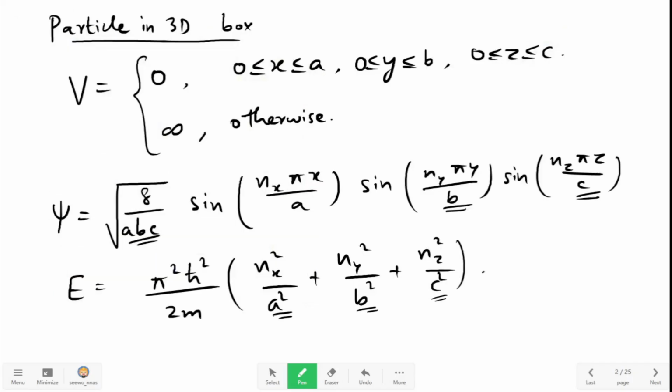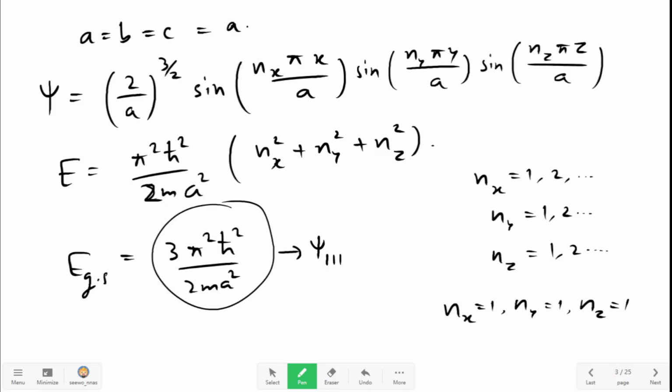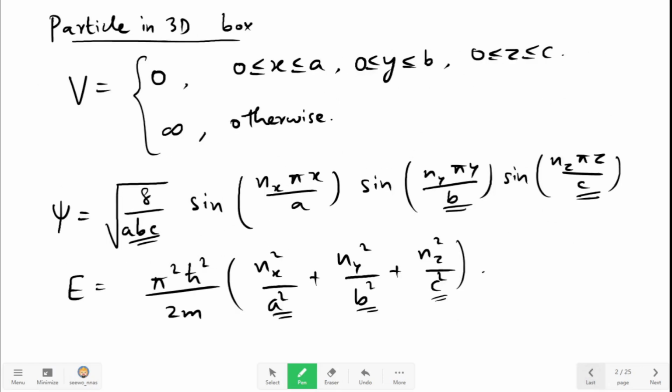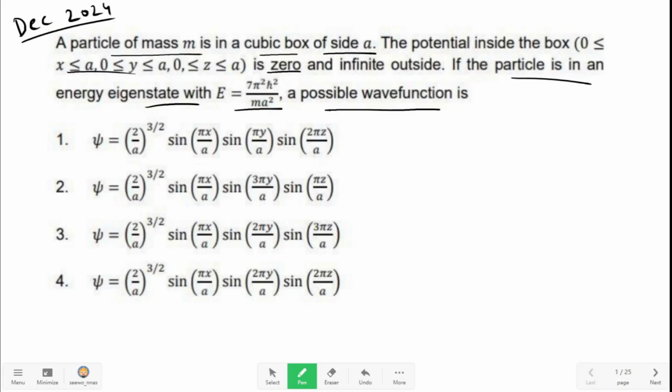So you can compare the formula for energy. Energy is equal to pi square h bar square upon 2m A square times nx square plus ny square plus nz square for a particle in a cubical box. The given energy is 7 pi square h bar square upon m A square, which I can write as 14 by 2. 7 can be written as 14 by 2, pi square h bar square upon m A square. Now compare with this formula, then we will find that 14 is nothing but nx square plus ny square plus nz square.